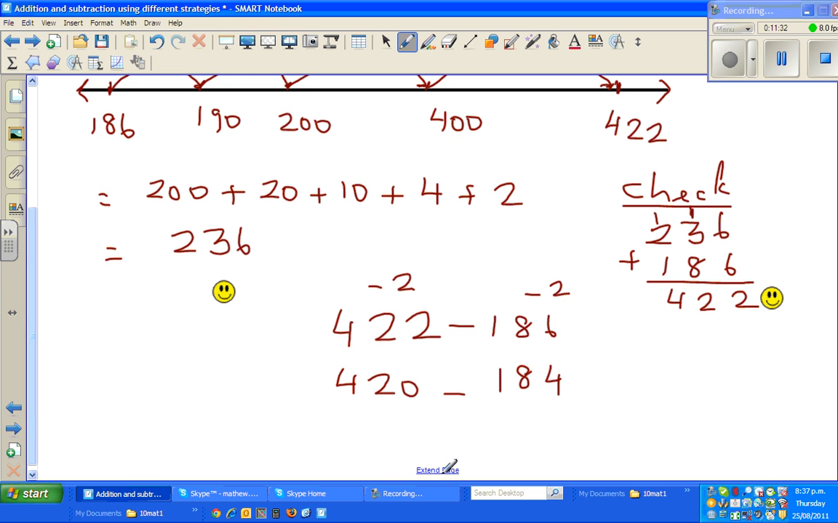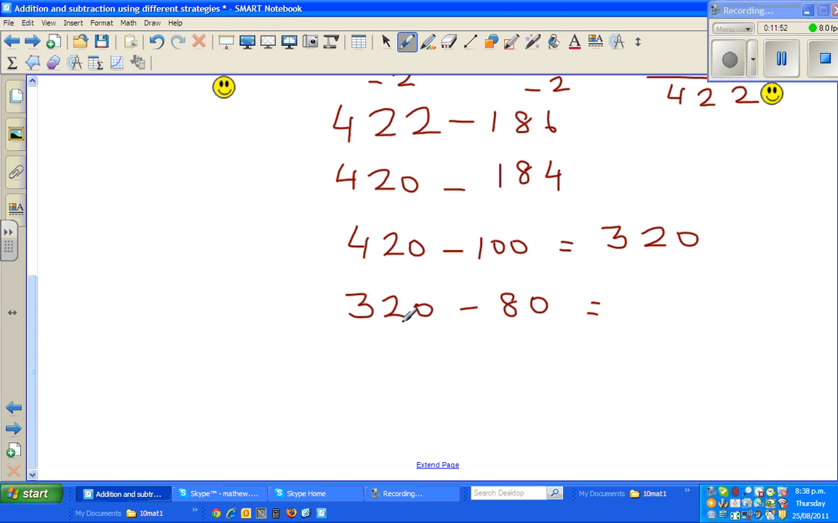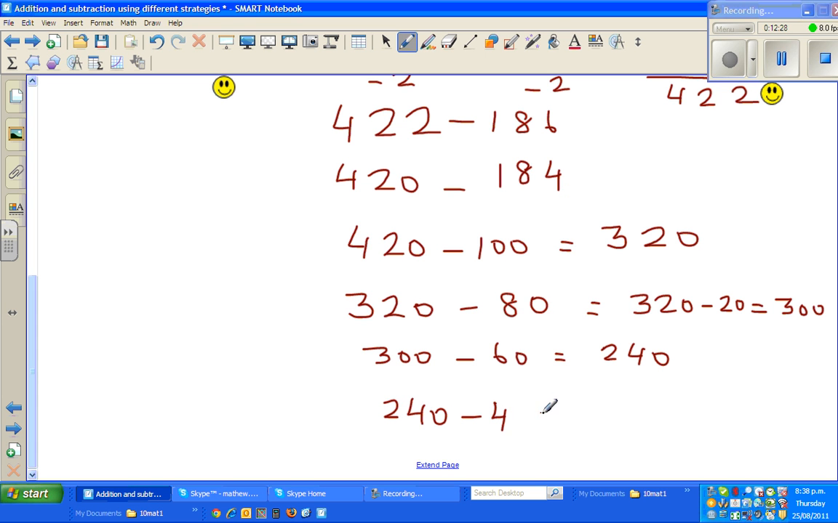You can go like this. This is 420. I'm using different strategies. So this is 420 minus 100, which is 320. Now 320 minus 80. First, 320 minus 20 will give you 300, and then I have to take away 60, since I've broken this 80 into 60 and 20. So 300 minus 60 is 240. Then you have to take away a 4. So 240 minus 4 is 236.